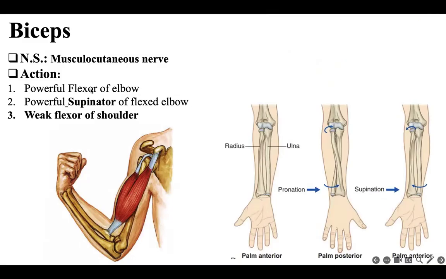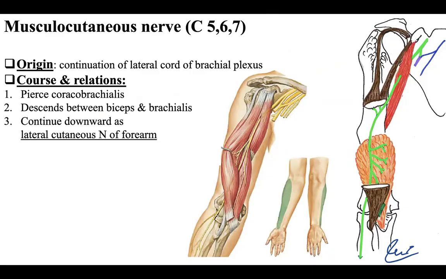So this is regarding the action, if you wanted to assess this muscle by the biceps reflex. So please, could you make a short story about the musculocutaneous nerve? The musculocutaneous nerve is from the lateral cord of the brachial plexus. The lateral cord originates from C5, C6 and C7.